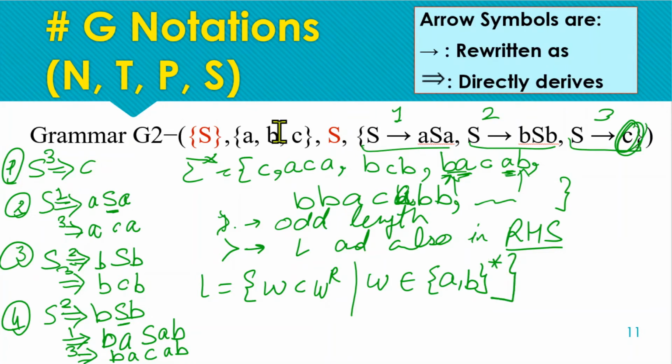We are using a star with A B because we can also derive a C only from the production rules without having any A or B, which means the minimum string is C. So we can have a null string for W, but C is a must for every string. So we have W on the left hand side and the reverse of W on the right hand side. This is the simple example of an odd length palindrome, where we are terminating with a C.